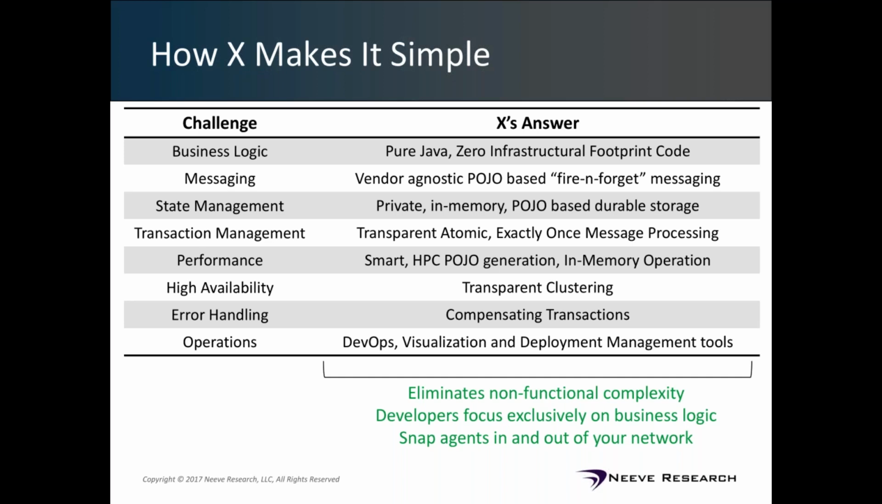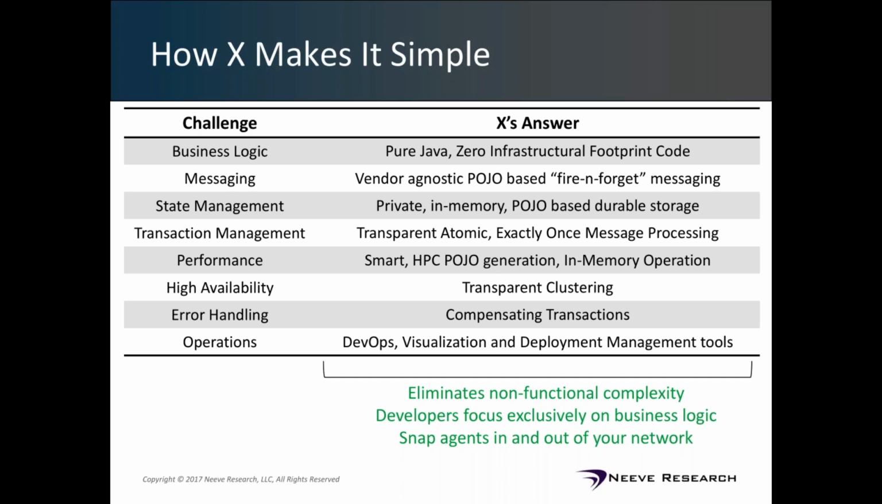Transaction management is completely transparent to the developer. We do transaction management using a key innovation, which we call atomic event processing, which provides for exactly-once message delivery in a transactionally consistent fashion. That is transaction management, and it's transparent to the developer. From a performance standpoint, there is a lot of engineering that has gone on under the covers in order to do smart encoding, very high performance POJO generation, and 100% in-memory operation.